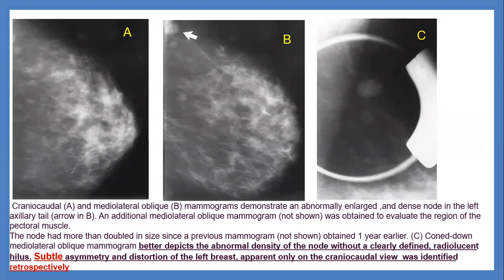They said it doubled in size, which signifies that most likely it will be a neoplastic process. Yes. Okay, and the spot magnification MLO better depicts the abnormal density of the lymph node without a clearly defined radiolucent hilum. And they mentioned that there is subtle asymmetry and distortion of the left breast, apparent only in the craniocaudal view, identified retrospectively.